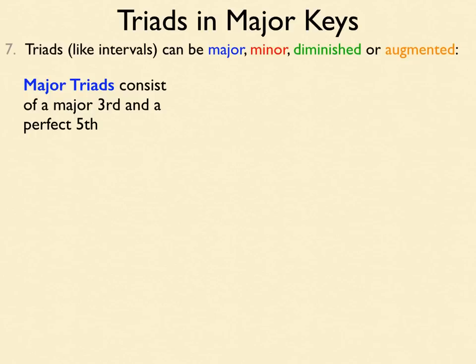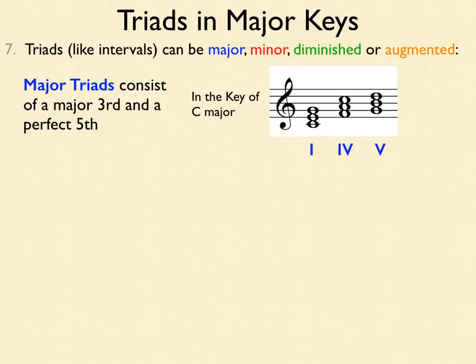Major triads consist of a major third and a perfect fifth. And in major keys, your major triads will be your tonic triad, your subdominant triad, and your dominant triad, or triads 1, 4, and 5.